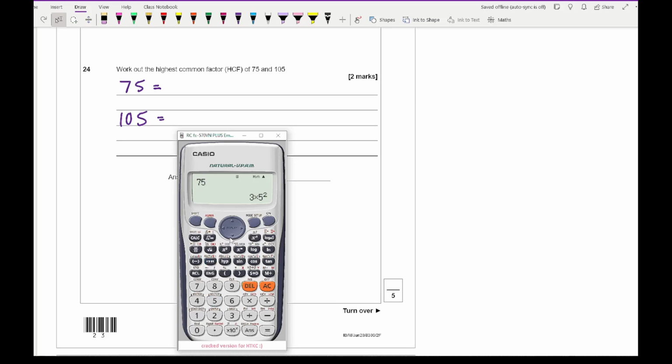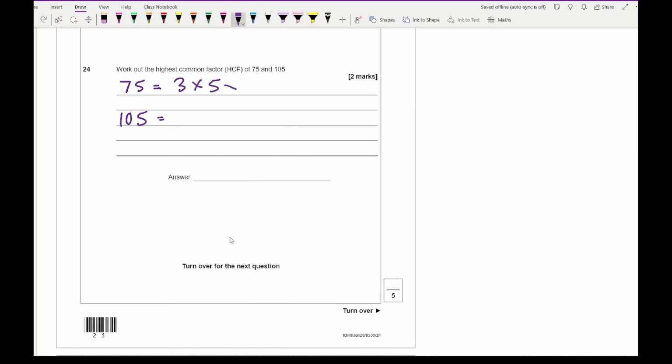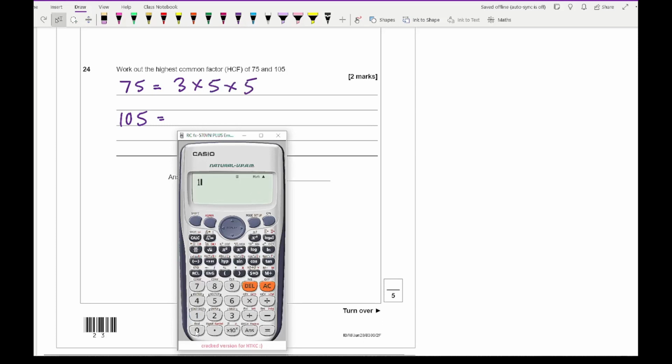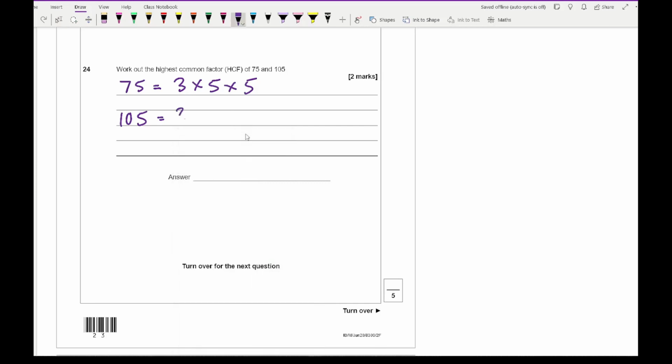So I've got 3 times 5 times 5. And then for 105, again just type in 105, press equals, shift, and then fact. I've got 3 times 5 times 7. And then we want to circle the common numbers and then multiply the common numbers together. So I've got 3 times 5, which is 15.